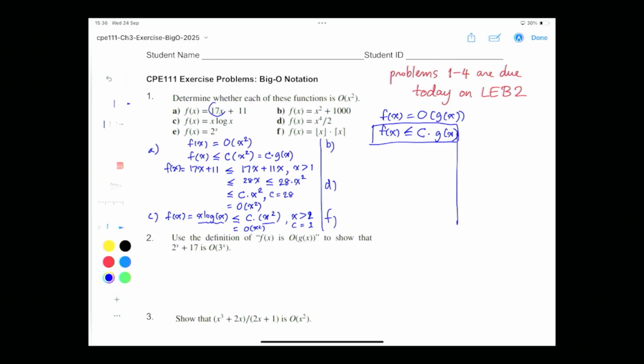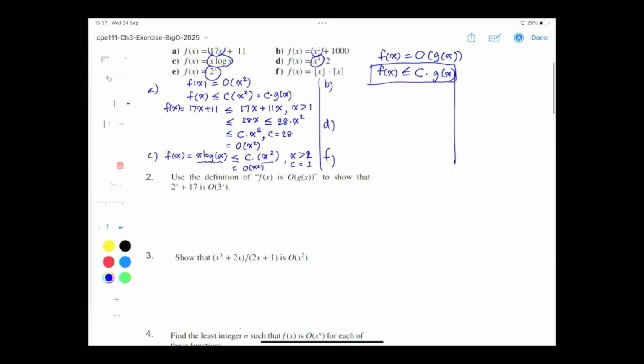Like here, we have to do with x. This is x squared. This is x log x. This one, the big O, we just check if that is less than or equal to a constant times this, right? So that means some functions would have the big O equal to x squared, but some others are not. They are not all of them having the same big O here.